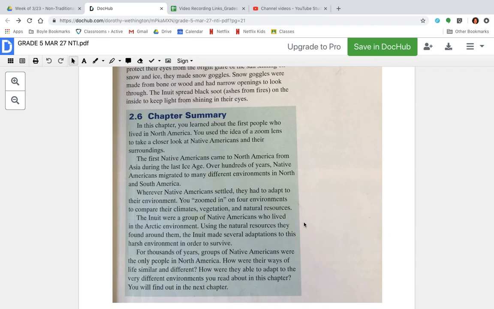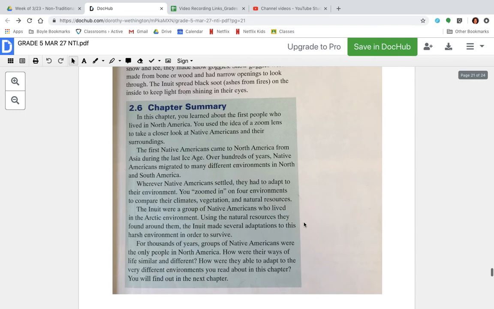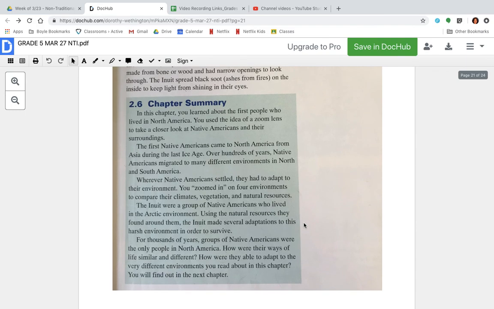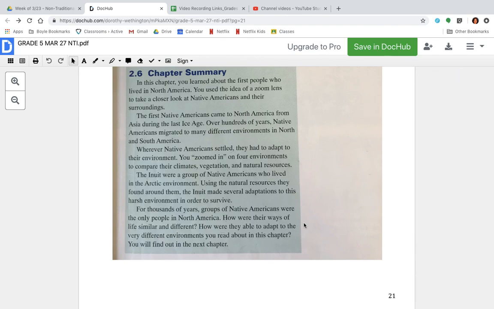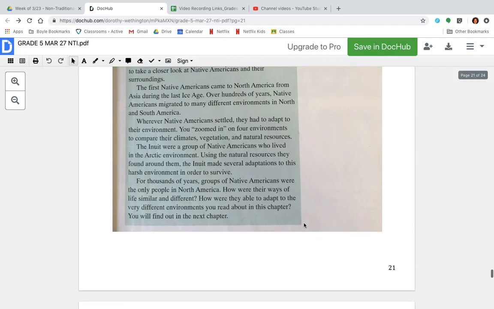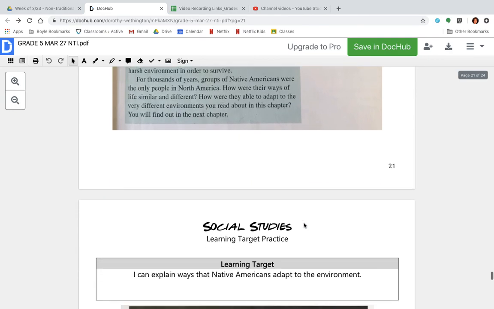The Inuit were a group of Native Americans who lived in the Arctic environment. Using the natural resources they found around them, the Inuit made several adaptations to this harsh environment in order to survive. For thousands of years, groups of Native Americans were the only people in North America. How were their ways of life similar and different? How were they able to adapt to the very different environments you read about in this chapter? You will find out in the next chapter.